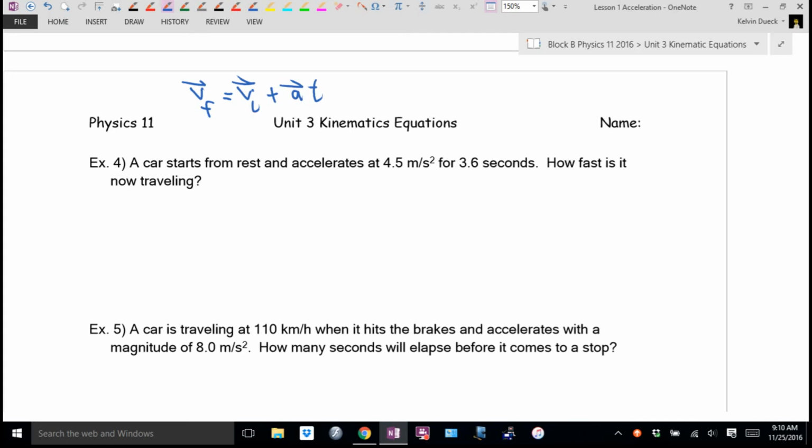A car starts from rest. I would probably underline the phrase from rest, and accelerates at 4.5 meters per second squared for 3.6 seconds. How fast is it now traveling? What's this question asking me to find?